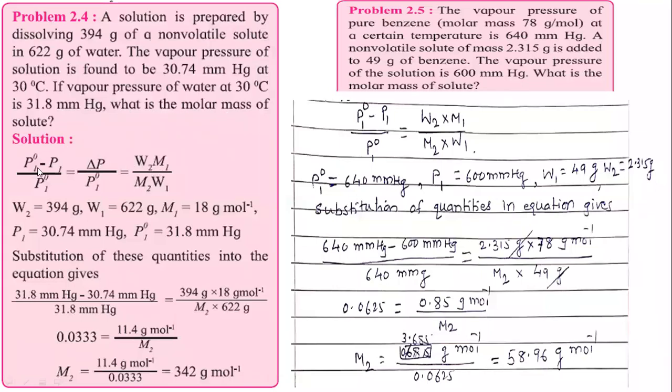We know this expression already. We derived delta P upon P naught 1, the relative lowering of vapor pressure, in terms of W2 and M1. This is the relation between the molar mass of a solute and the relative lowering of vapor pressure. In this equation we have to calculate the molar mass M2. W2, the mass of the non-volatile solute, is given as 394. W1, the mass of the solvent, is given.